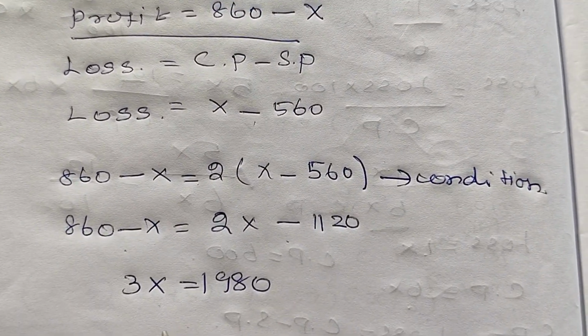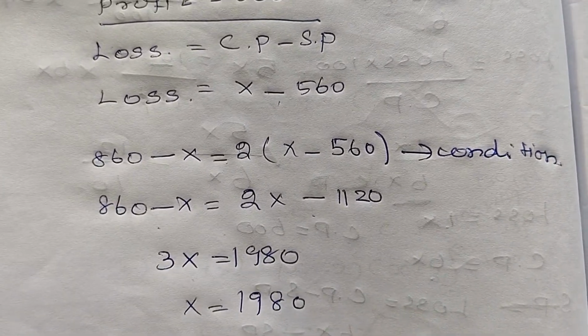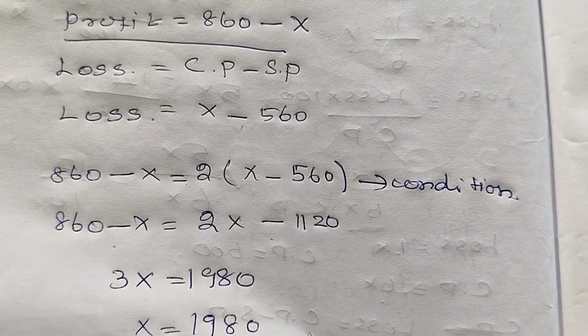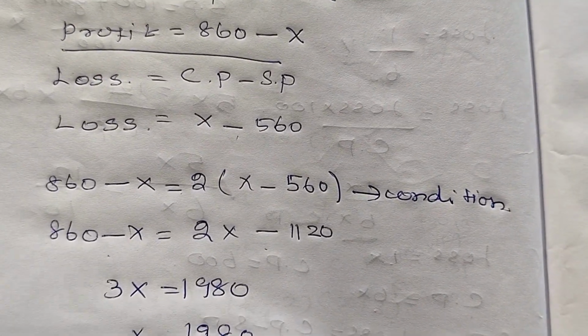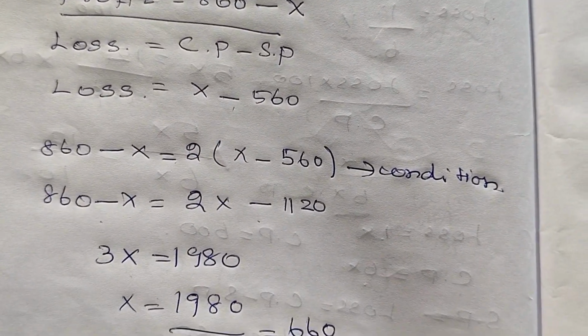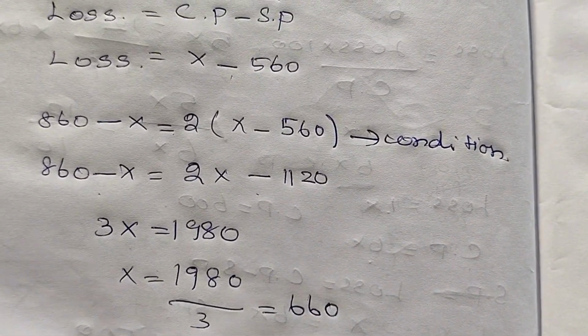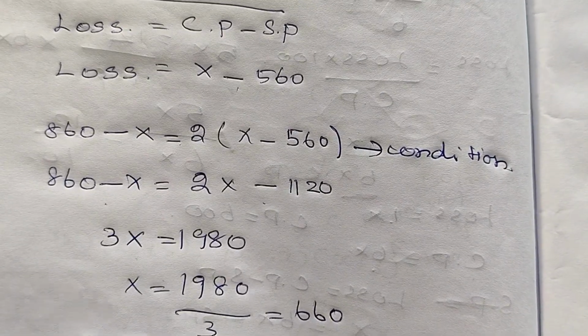3X equals 1980. So X equals 1980 divided by 3. So what you get is 6 3s are 18. X equals 660. So the cost price of an article is equal to 660. X equals 660, that is the cost price.